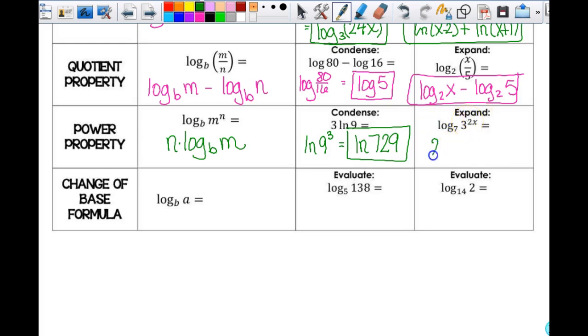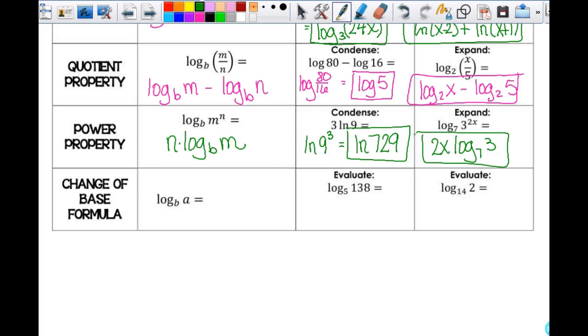All right, so now when I have this exponent, it can come out front and I can have 2x times the log base 7 of 3, and that's the best I can do there. And this is the reason why when you get common bases like 6 to the x power equals 6 to the 2 power, you're really just taking the log of both sides, and then the little exponents come out front, and then you can divide, and it goes away, and all that kind of stuff.